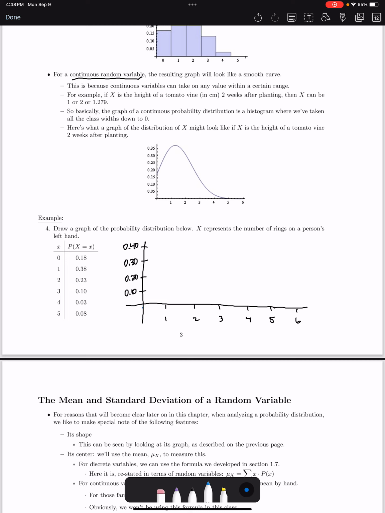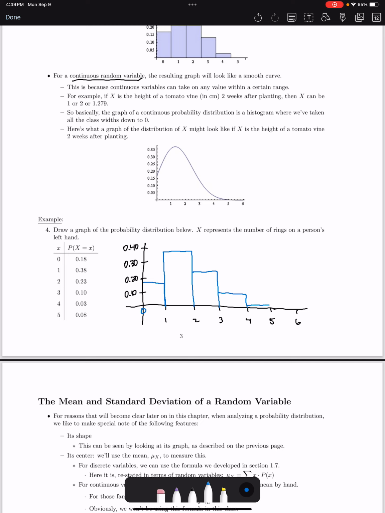So, by the way, 0 is right here. So the probability x equals 0 is 0.18. That would be right about that. Okay, so there's that first bar. Probability x is 1 is 0.38, so that's going to go right about there. Probability x is 2 is 0.23. Oh, I'm drawing it too low. 0.23, right about there. 0.10, 0.03, and 0.08. So you get a graph that looks something like this.